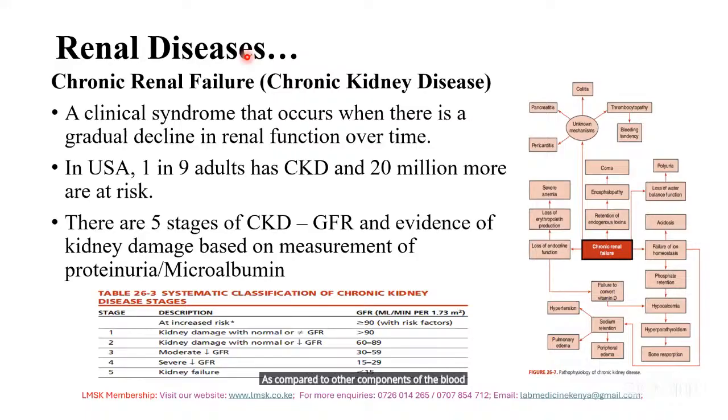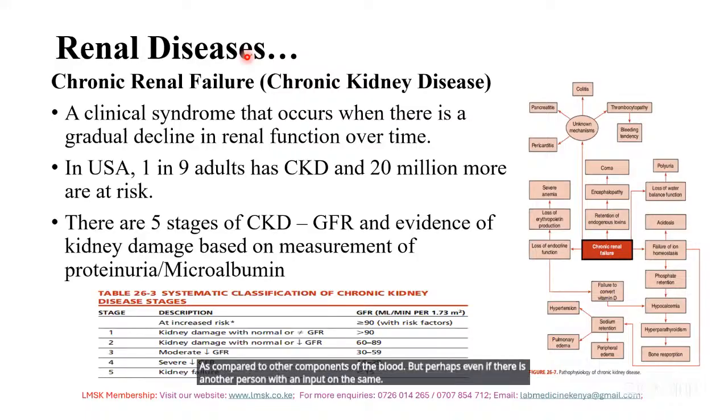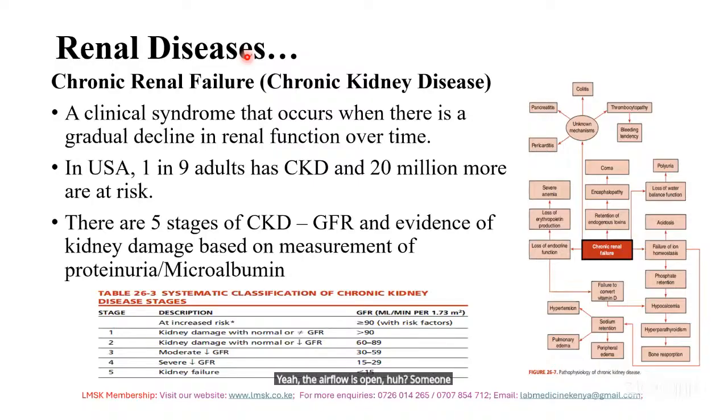But perhaps if there is another person with an input on the same, the flow is open. Someone can still bring in the inputs. Thank you. Exactly. Stephen Mwangi has asked a question, and I can see Dan Odhiambo has answered him. Stephen asked, in the lab, which is the best to use as a measurement, urea alone or BUN? BUN is blood urea nitrogen. Dan Odhiambo has answered, we use urea, but if you want to use BUN, that is blood urea nitrogen, you have a formula which is urea times 0.47. Any other input, Baraza?